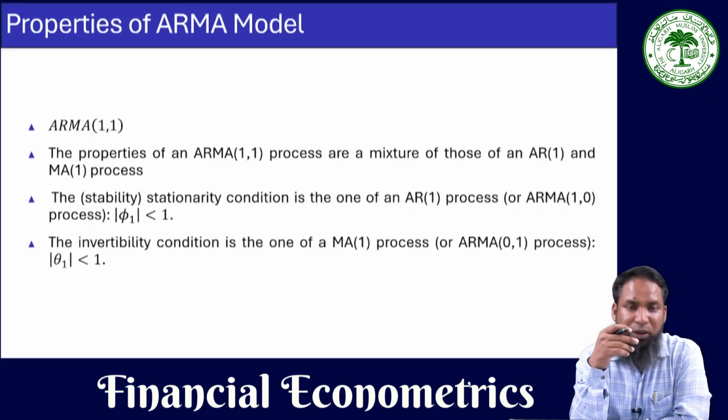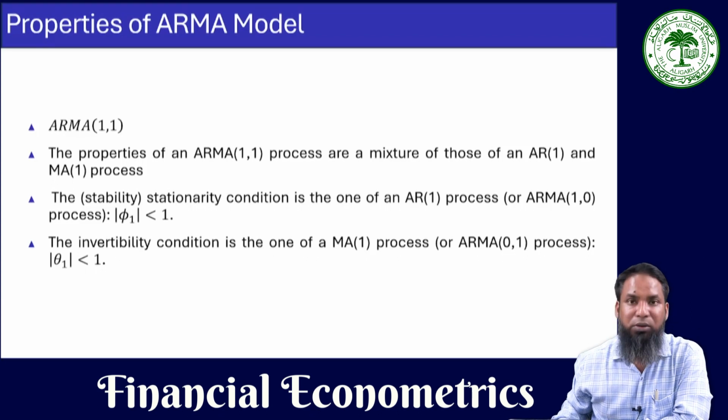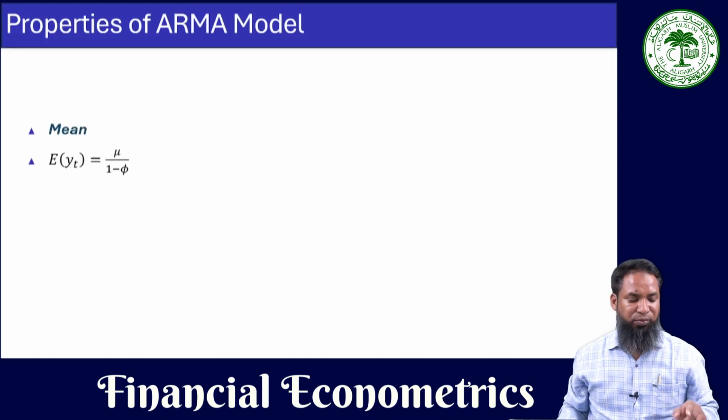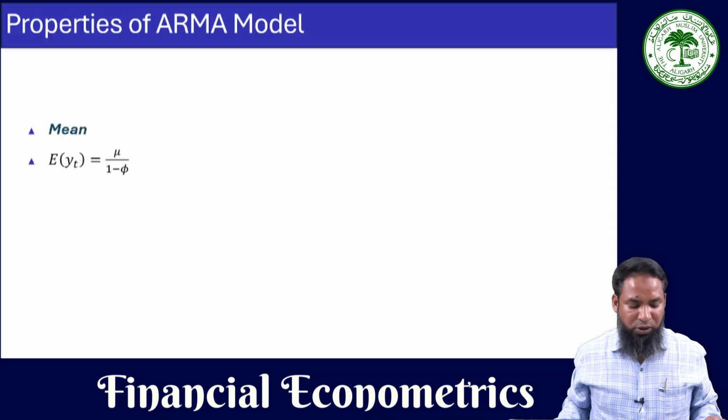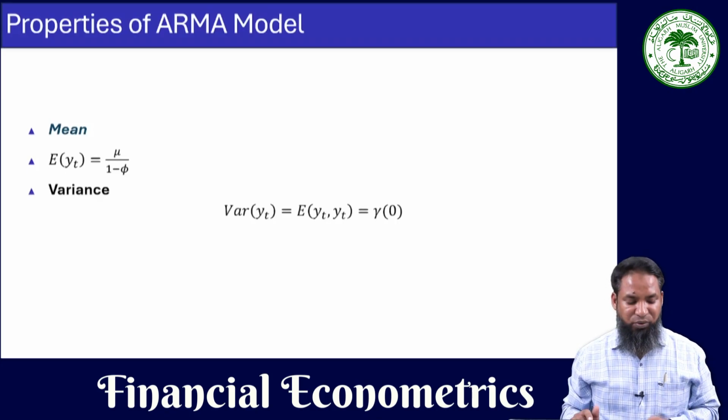Similarly, we have proved the invertibility condition that for the MA(1) model the absolute value of theta 1 must be less than 1. So let us see in this case what properties we have. The mean is the expectation of yt, equal to mu upon 1 minus phi, and the variance is the variance of yt, equal to the expectation of yt into yt. So where did this mean come from?